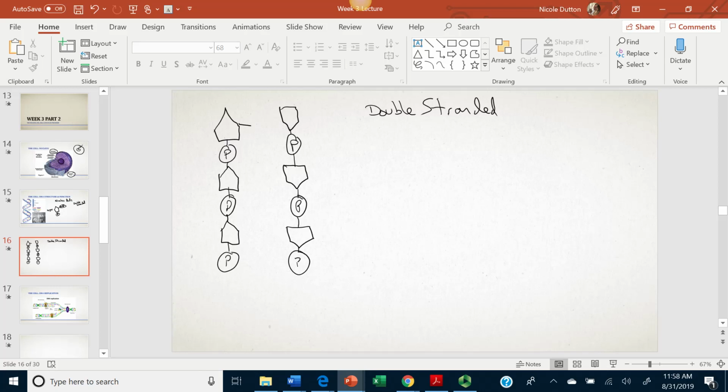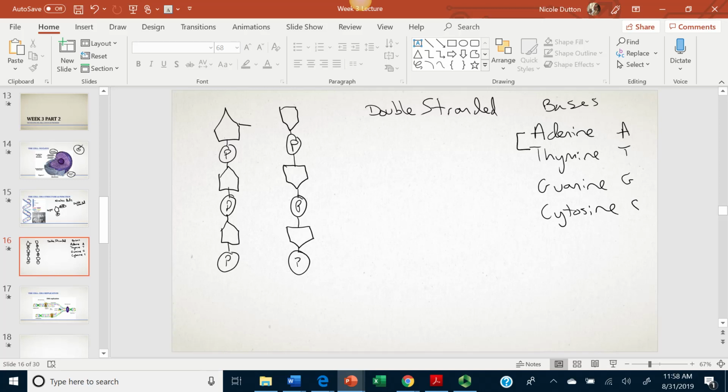And I showed you that picture in last week's slide of the different bases that are bonded together. We have adenine, which is A, thymine, which is T, guanine, G, and cytosine, which is C, and these two form bonds and these two form bonds.